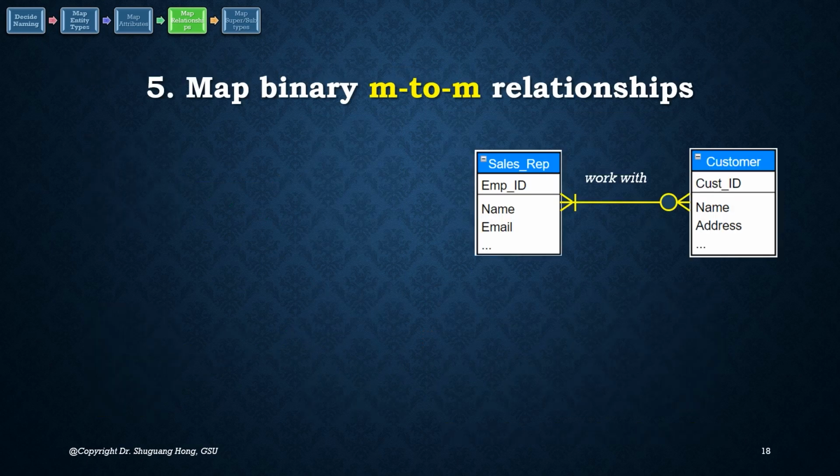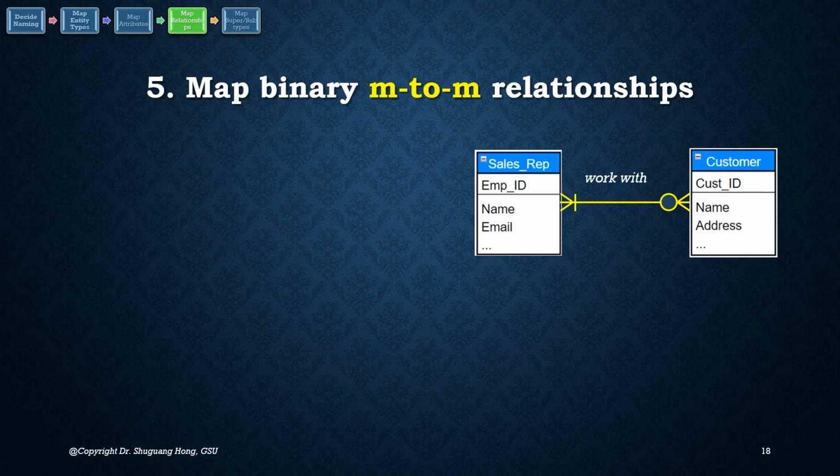5. Map binary many-to-many relationships. We use the relationship between sales rep and customer as an example. This example assumed two business rules. First, a sales rep may have no customer or may have many customers. The second rule stated that a customer has at least one sales rep and may have multiple sales reps.